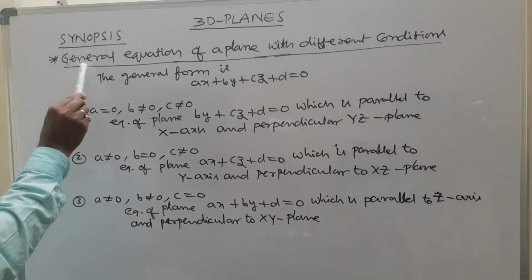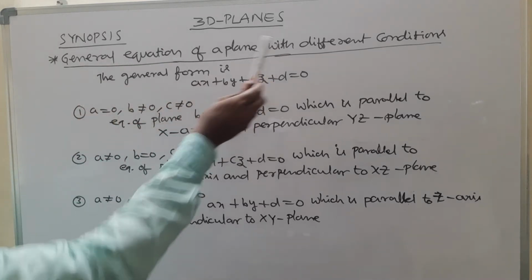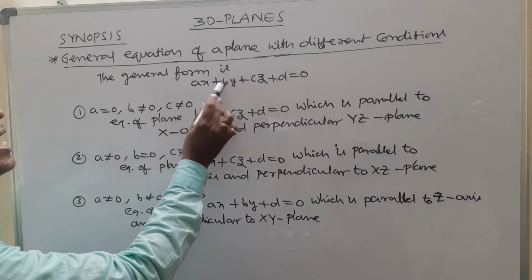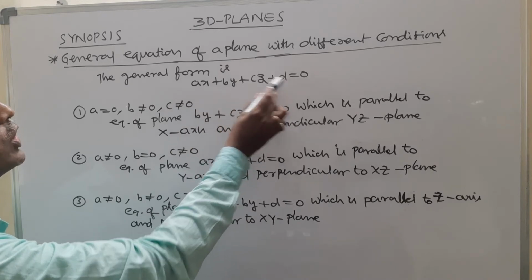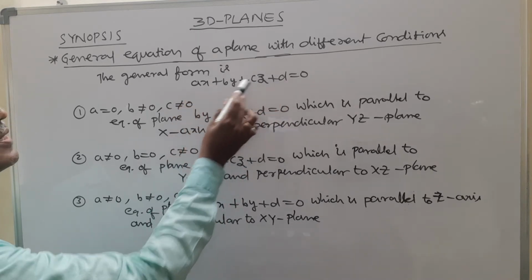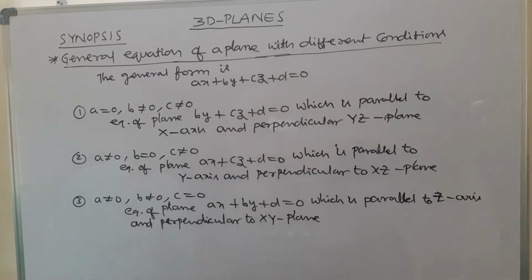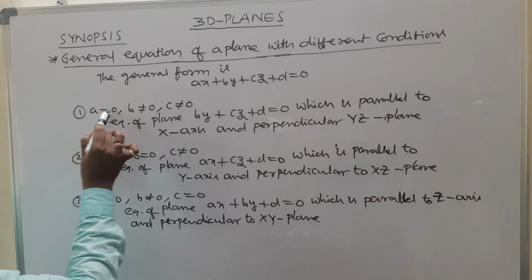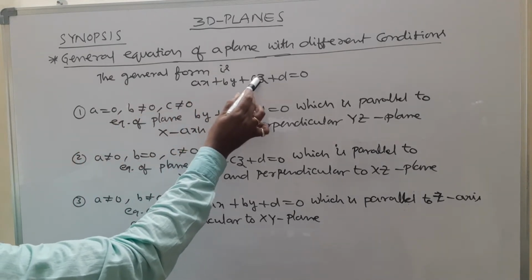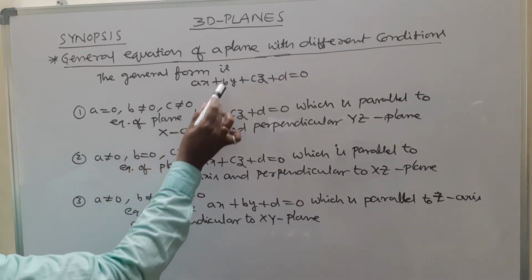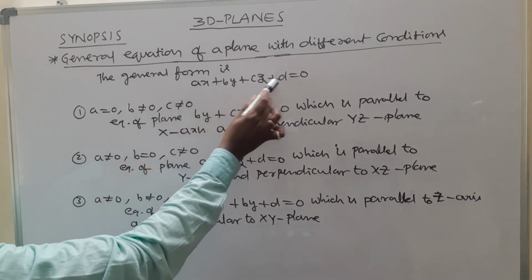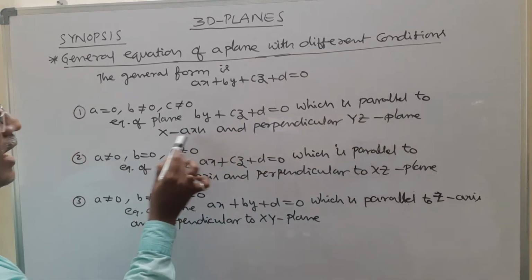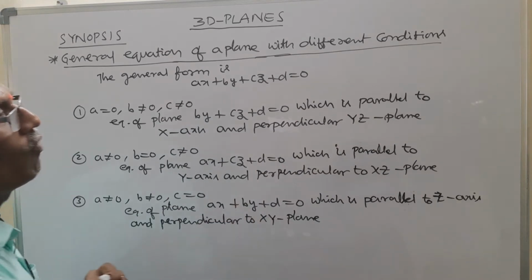Next one, general equation of plane with different conditions. Generally, the equation of plane is ax plus by plus cz plus d equal to 0. Here, a, b, c are normal DRs. In this case, first one, here x coefficient a equal to 0, b does not equal 0, c does not equal 0. Then the equation of plane is by plus cz plus d equal to 0. This plane is parallel to x-axis and perpendicular to yz plane.